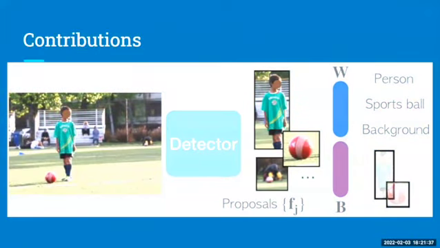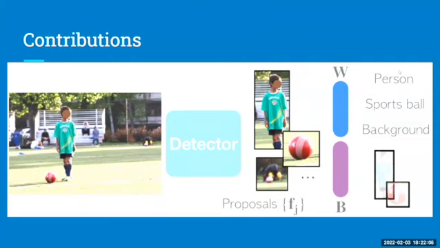Okay, so let's talk about the contributions of the paper. Most object detectors follow a 2-stage framework. The first stage is called the Region Proposal Network, RPN for short, and what it does is it takes the image and produces a set of object proposals. In this example, the object proposals are denoted by F_J down here. The second stage takes these object features and outputs a classification and refined box location for each object.